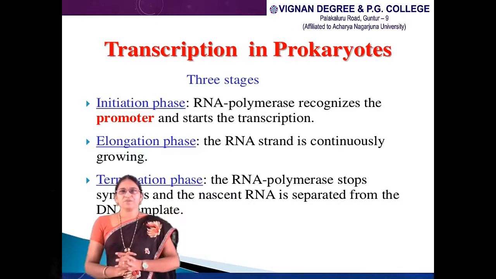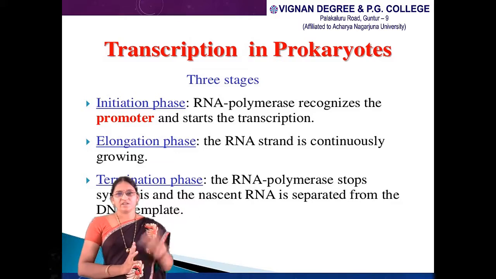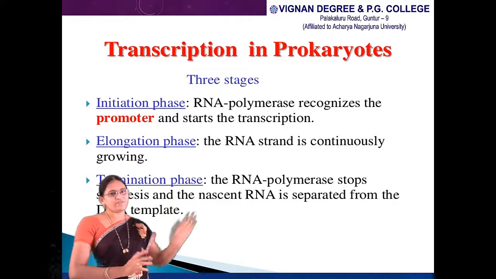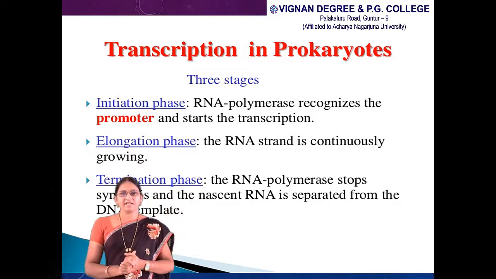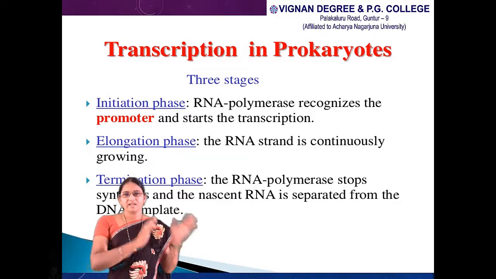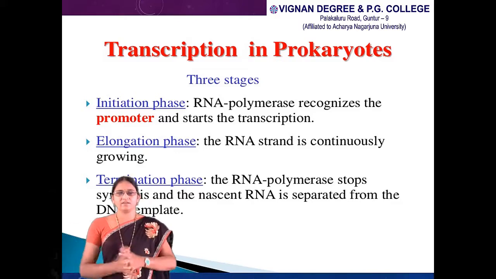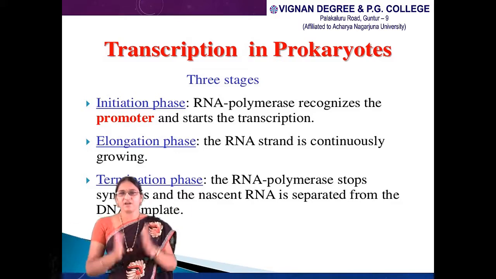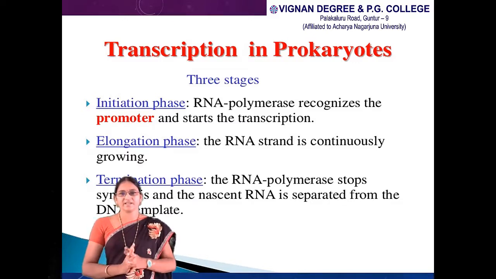Coming to transcription in prokaryotes, synthesis of mRNA occurs in 3 stages: initiation phase, elongation phase, and termination phase. In the initiation phase, RNA polymerase recognizes the promoter and starts the transcription. What is the elongation phase? The RNA strand is continuously growing. What is the termination phase? The RNA polymerase stops the synthesis and the nascent RNA is separated from the DNA.